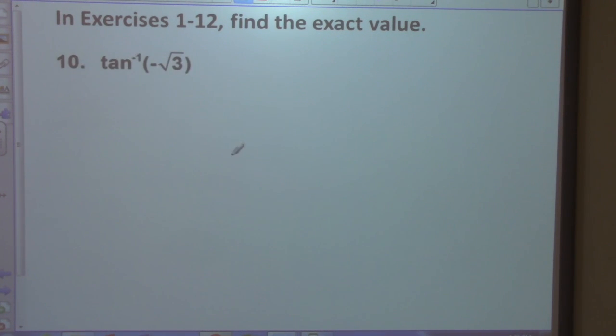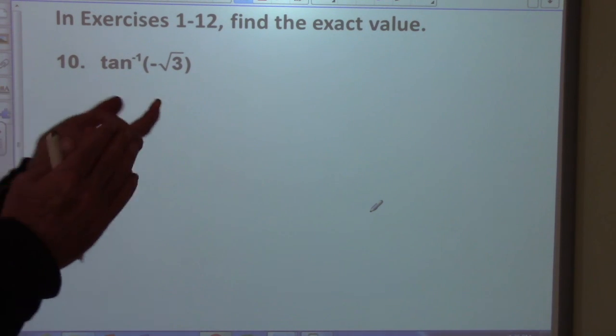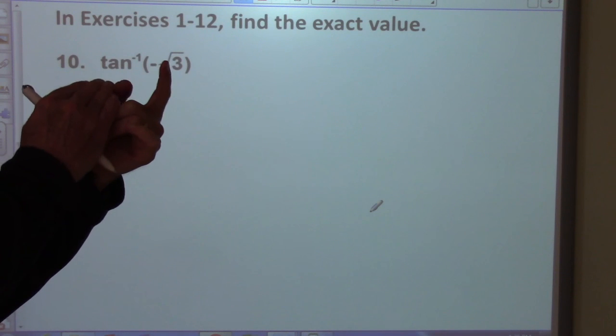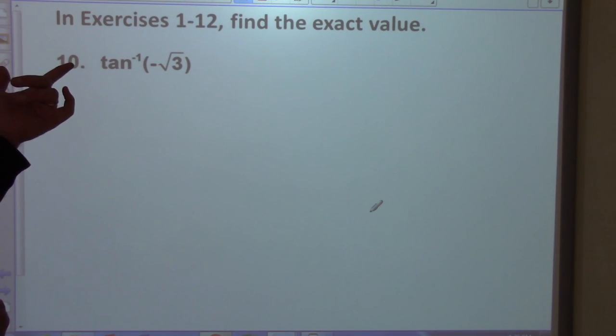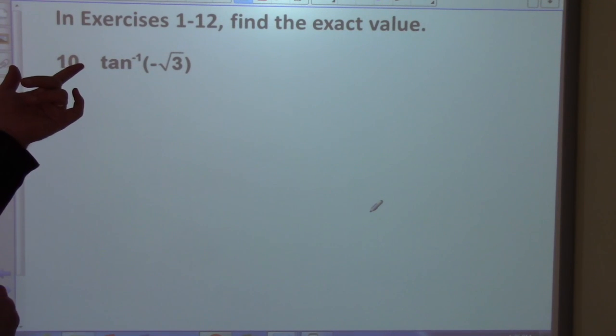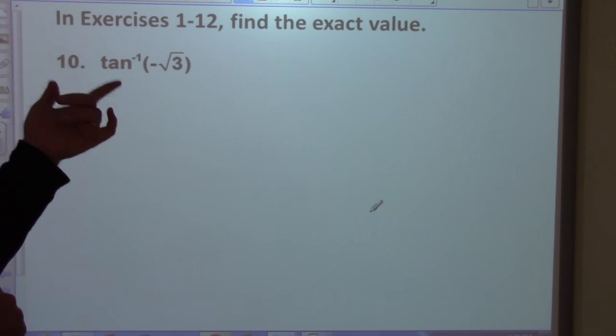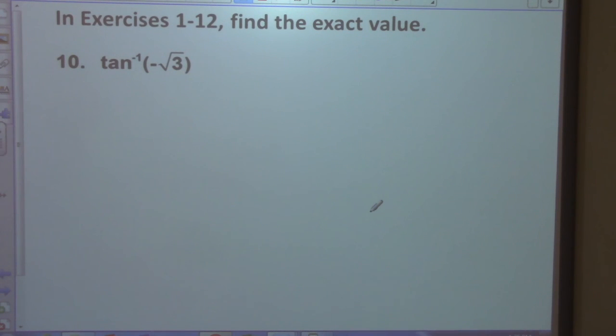And then for 10, we have square root of fingers over fingers. We get square root of 3 over 1. So this is going to be at negative pi over 3, or negative 60 degrees. You just turn these in?